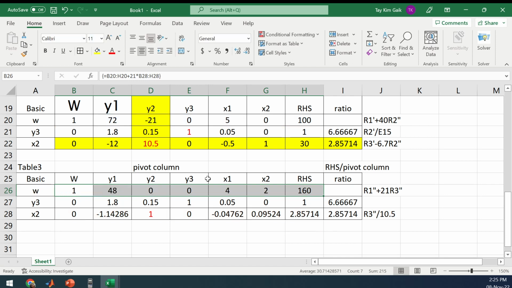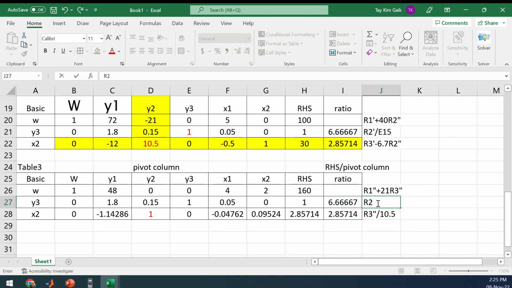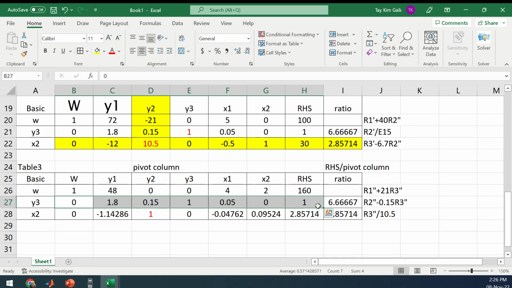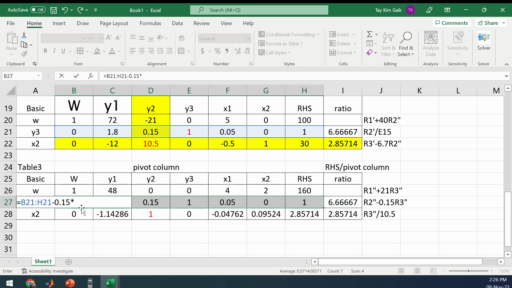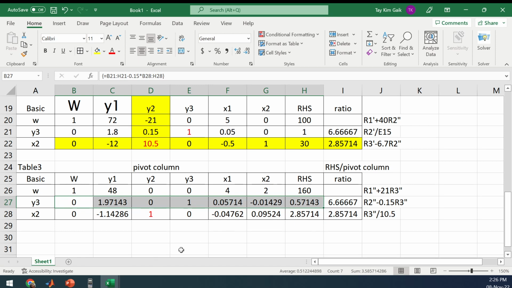Control Shift Enter. Then the second row, so R2 depends on the R2 from the second table. So 0.15, so minus 0.15 of the new pivot row, which is R3 double prime, from R3 of the second table. So the second row equal to the second row in table 2, minus 0.15 times the new pivot row. Control Shift Enter.